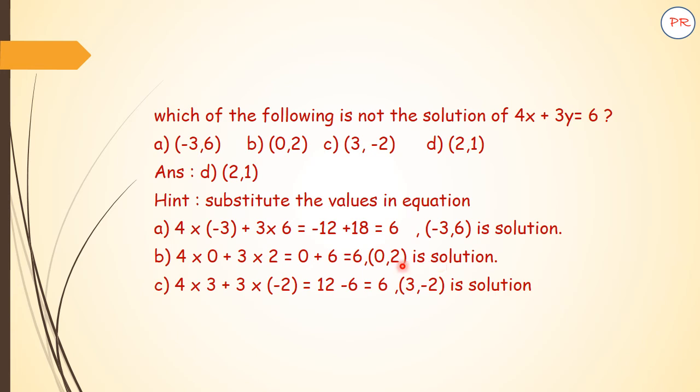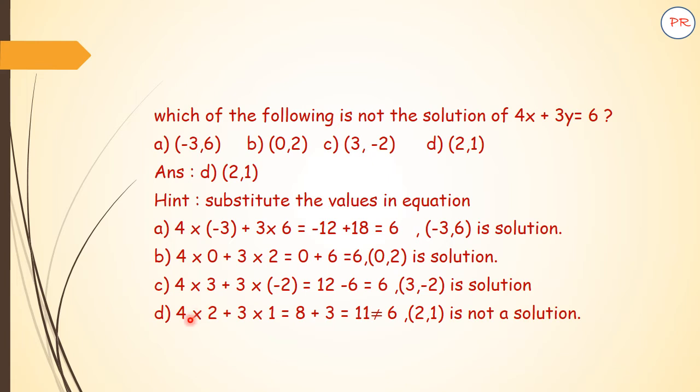The next one, C, will be in the same manner. 4 multiplied by 3 plus 3 into minus 2 is equal to 12 minus 6 is equal to 6. Therefore 3, minus 2 is also a solution. If we go for the last option, that is D, then it will be 4 multiplied by 2 plus 3 multiplied by 1 is equal to 8 plus 3, which comes out to be 11, which is not equal to 6. Therefore 2, 1 is not the solution.